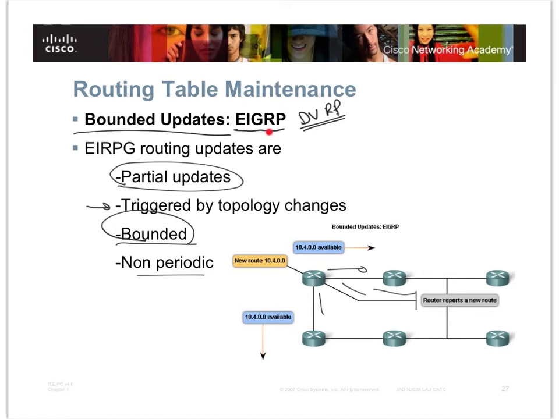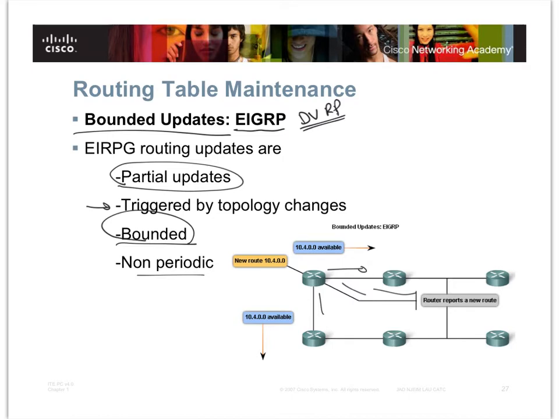EIGRP will send partial updates as multicast, not as broadcast. Is the difference clear? And it's triggered, which means that it doesn't have to go through periodic updates. Okay, so that's very important.